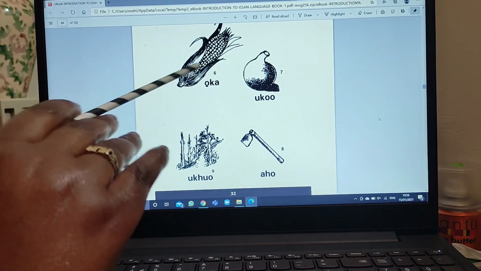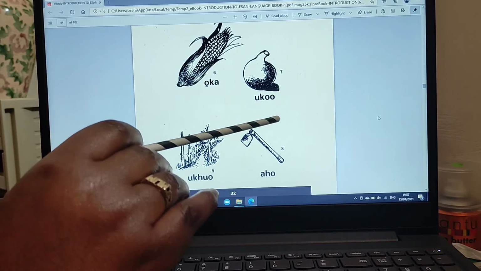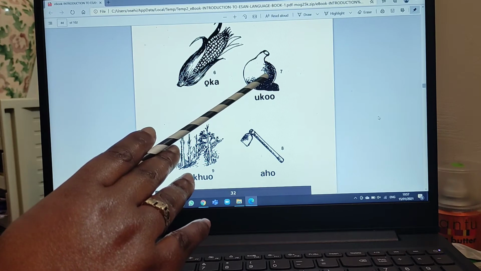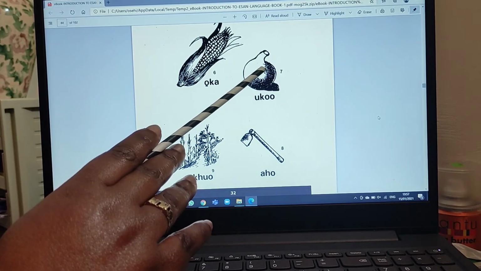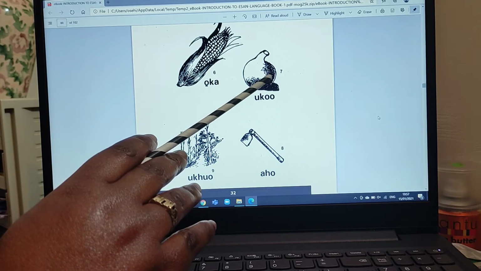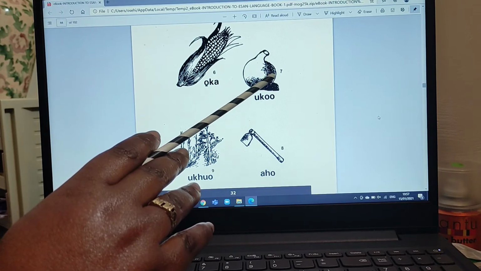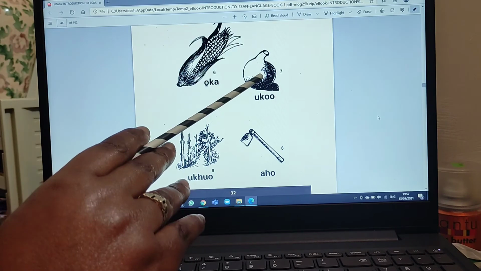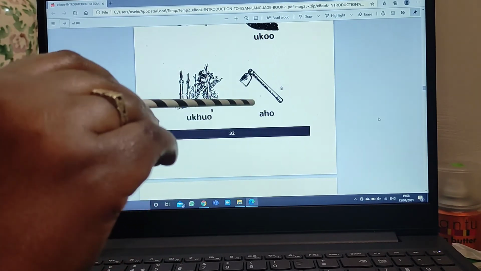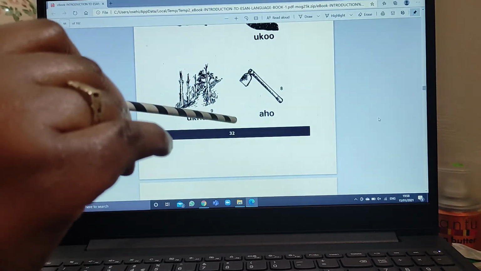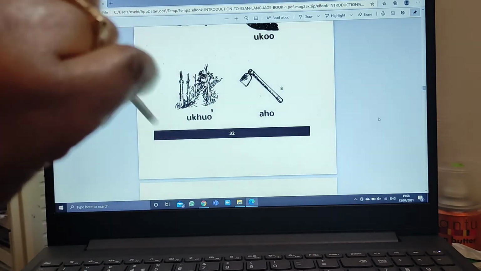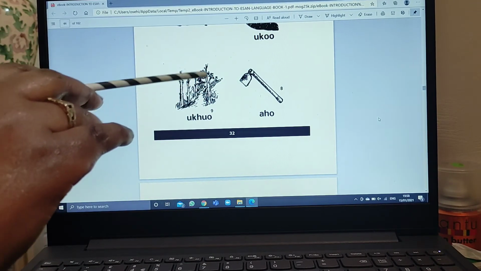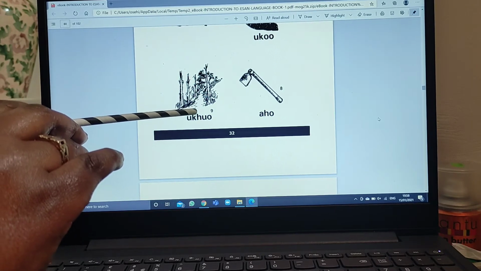Then oka is corn. You can see the picture there. Oka is corn. Uko is calabash. This used to be very good for taking water to the farm. Remember, when we were doing things in the house, the way Ahe used to keep water cool in the house, Uko used to keep water cooler when you take it to the farm. Aho is the hoe, similar to the English word, for digging the soil, digging the ground. Then Uho. It's not very clear in this picture, but Uho is road.